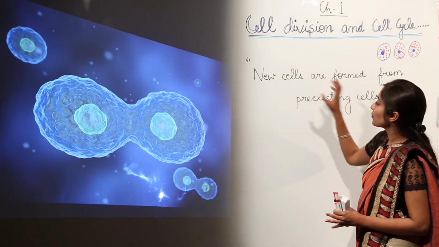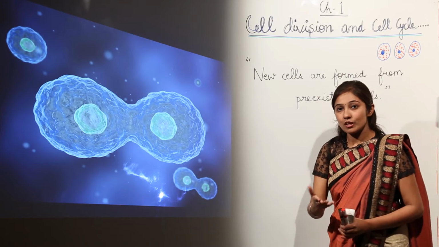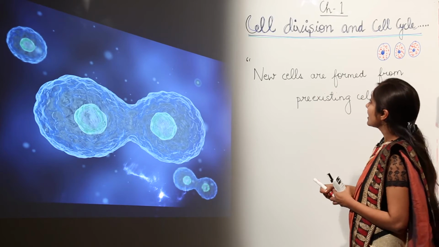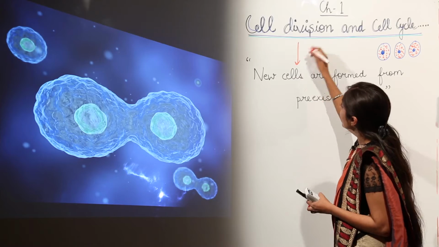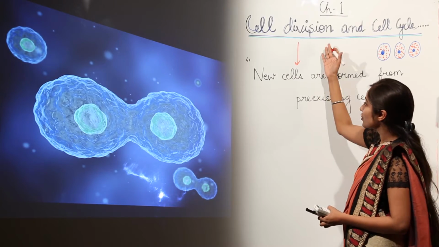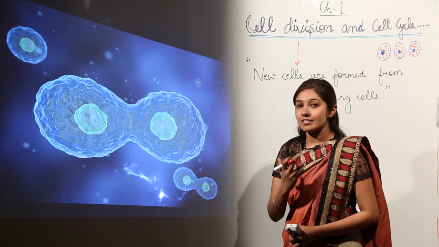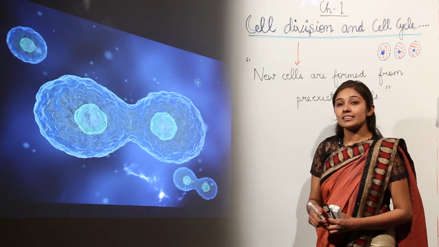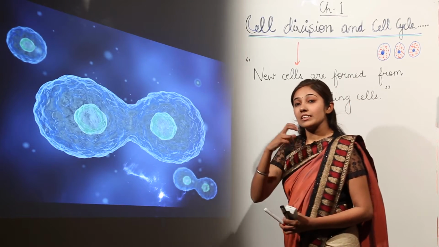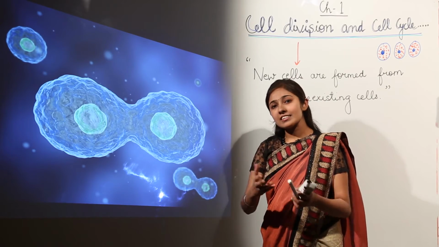Now, this process of forming new cells from pre-existing cells is termed as cell division. So, what is cell division? Formation of new cells from pre-existing cells is called cell division. The question that arises here is, why do we need cell division? Why do the cells need to divide?